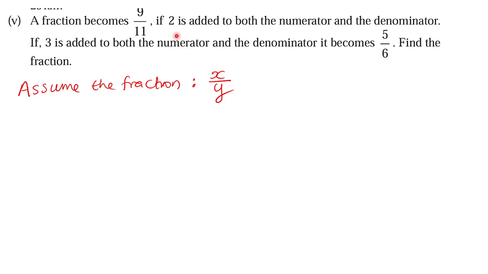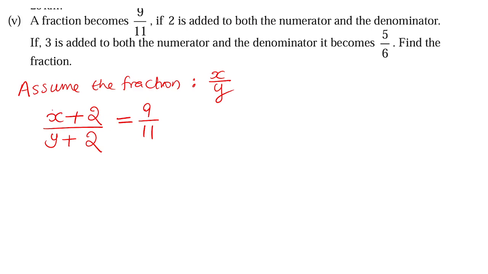Now the first sentence says that if we add 2 to both numerator and denominator, the fraction becomes 9 by 11. So I am going to add 2 to both numerator and denominator. Numerator is X, 2 is added. Denominator is Y, 2 is added. So if 2 is added to both numerator and denominator, the fraction becomes 9 by 11, as mentioned in the question.